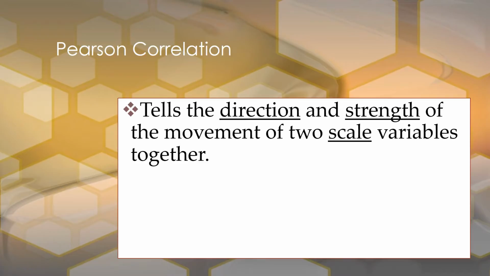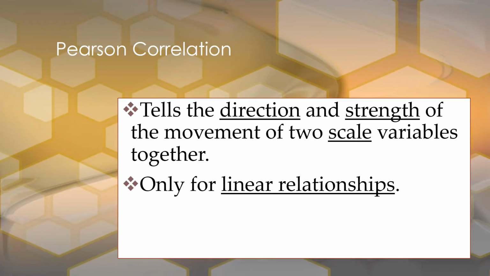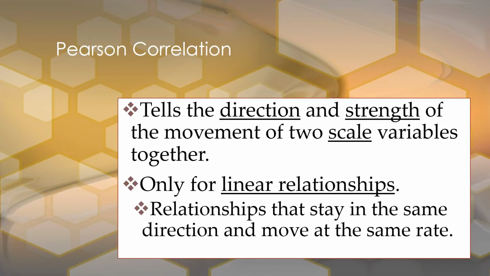So the Pearson correlation tells you the direction and strength. So it gives you two things. And again, it's only on two scale variables, and it tells you how they move together and how much, okay? And it's only for linear relationships, so that means straight relationships, not curved. And that means the relationships will stay at the same direction and move at the same rate.